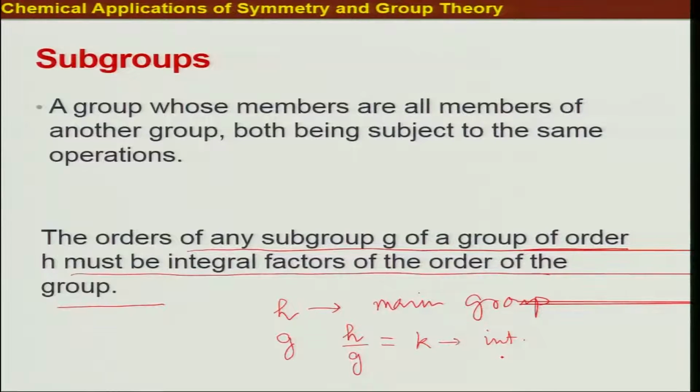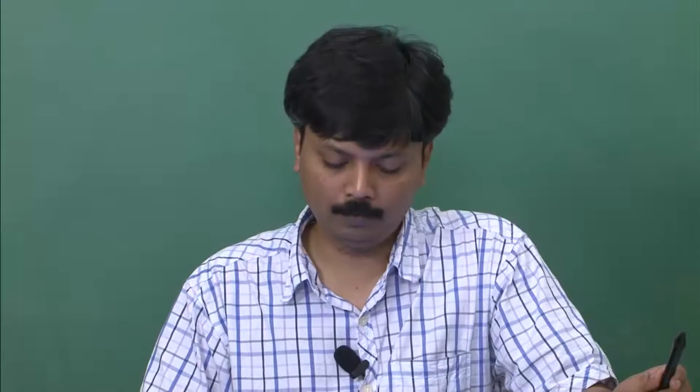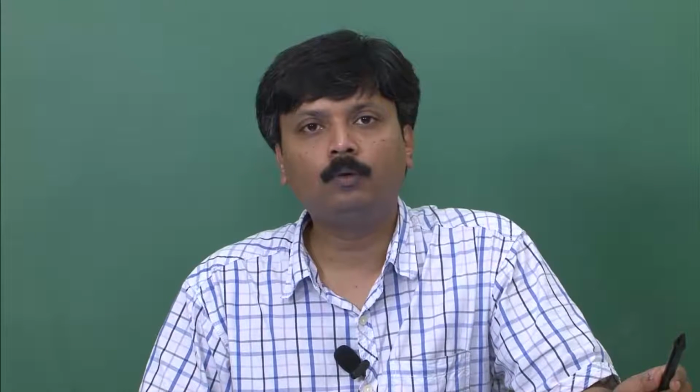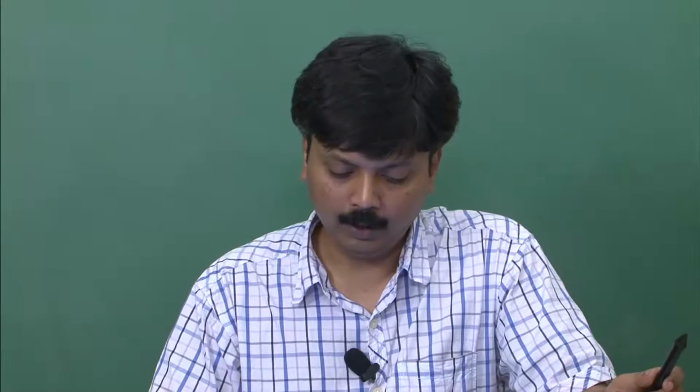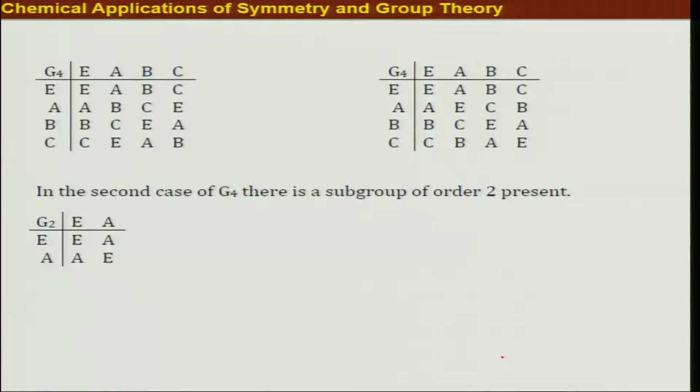So what does that mean? If I have a group of order 6, then the subgroups that can actually be formed can have the order 1, 2 and 3. Out of that, 1 is the trivial example, and 2 will be another one, and a third subgroup that is possible is having order 3. So here we will look at some other group multiplication tables, that is G4.